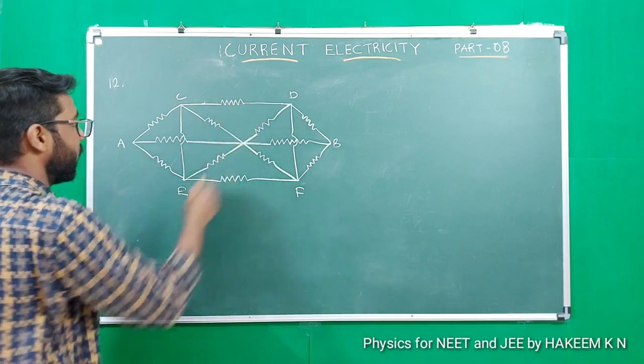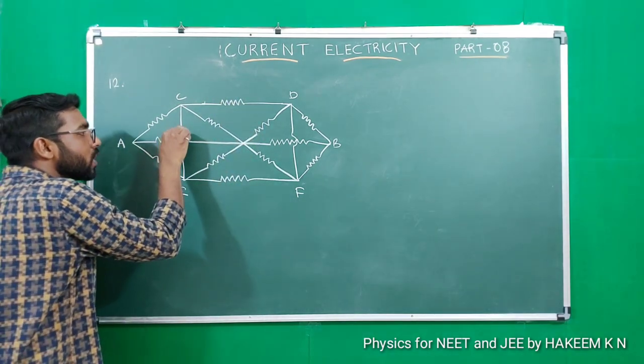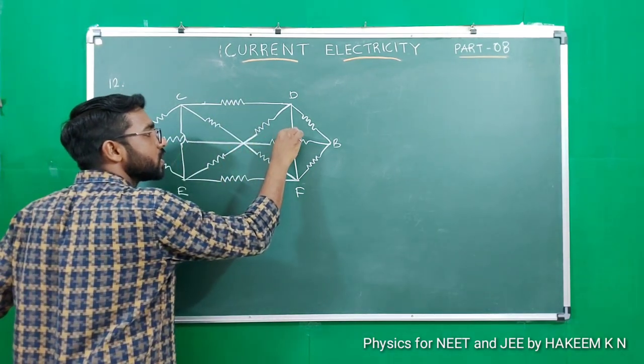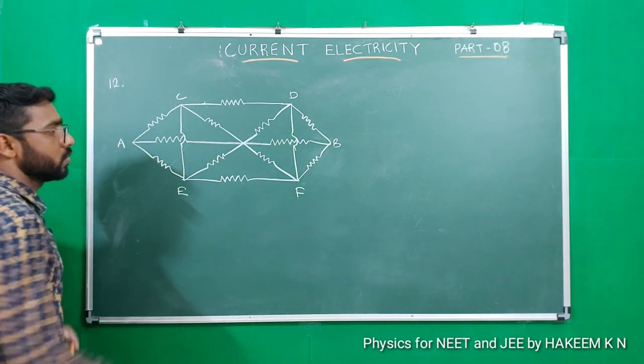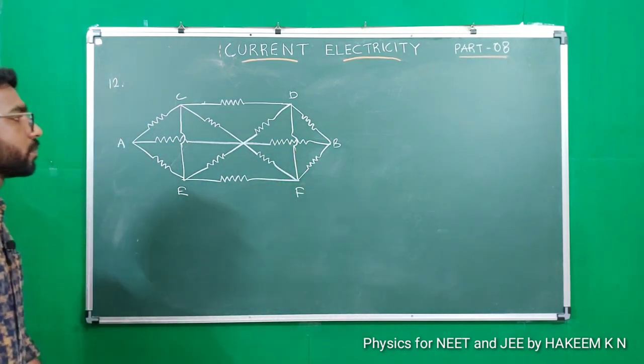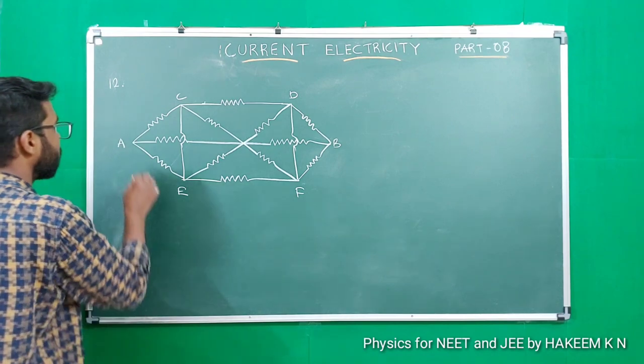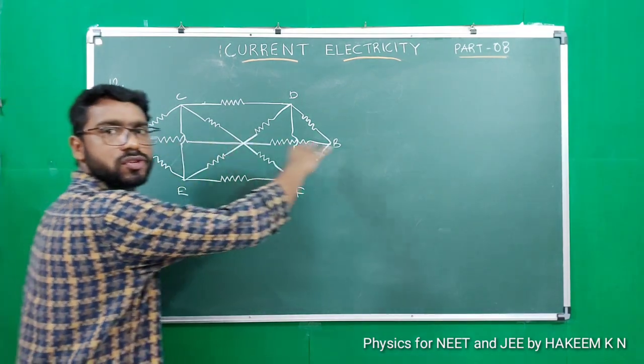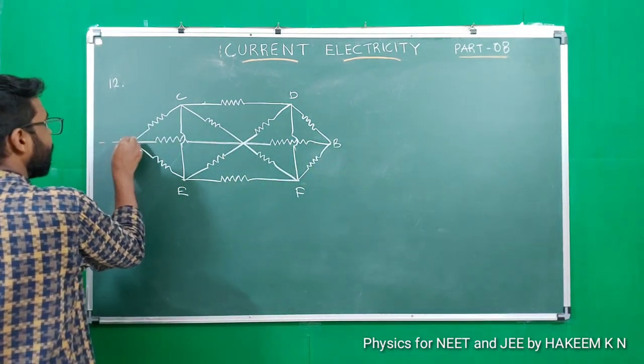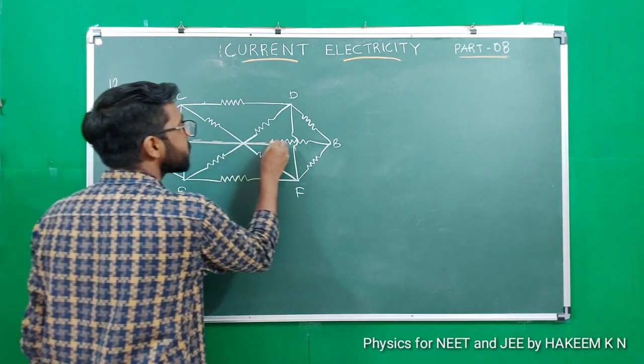All resistors are identical and there is no connection here. Okay, there is no connection here. So applying folding symmetry here, I have to find effective resistance between A and B. Parallel symmetry or folding symmetry.